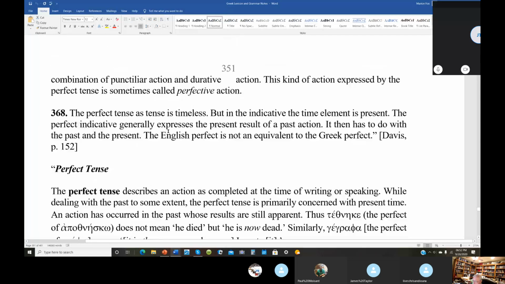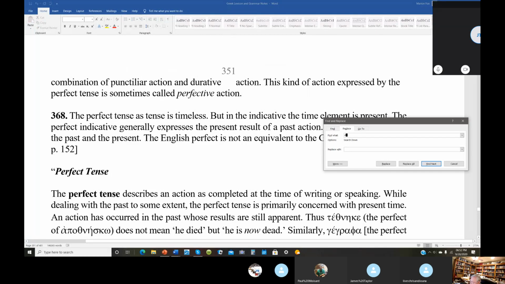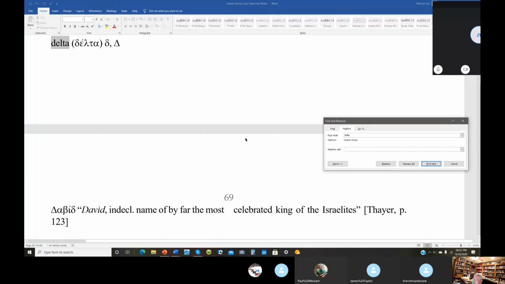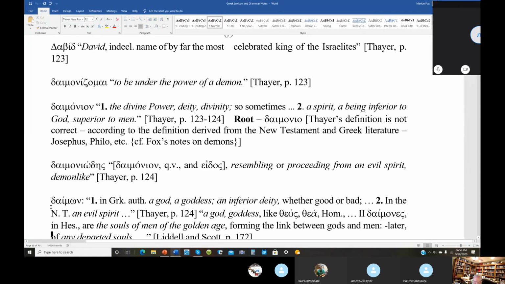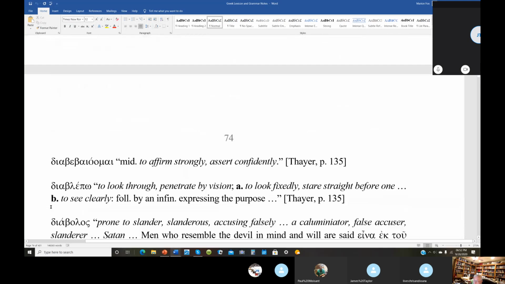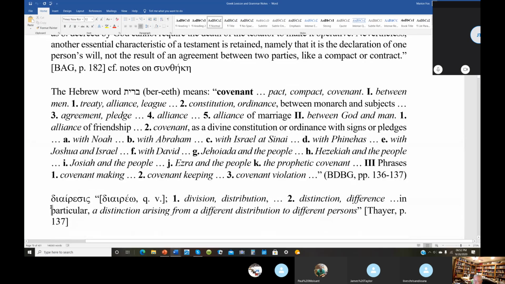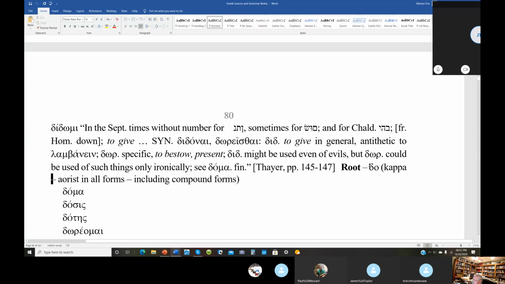So let me go back over. I just want to look at didomi, go delta, so I go delta on the file, find delta, that gives your delta in the alphabet, and I can scan down to DI. There it is. The root is the do right there. That's what I thought. So that's your root.